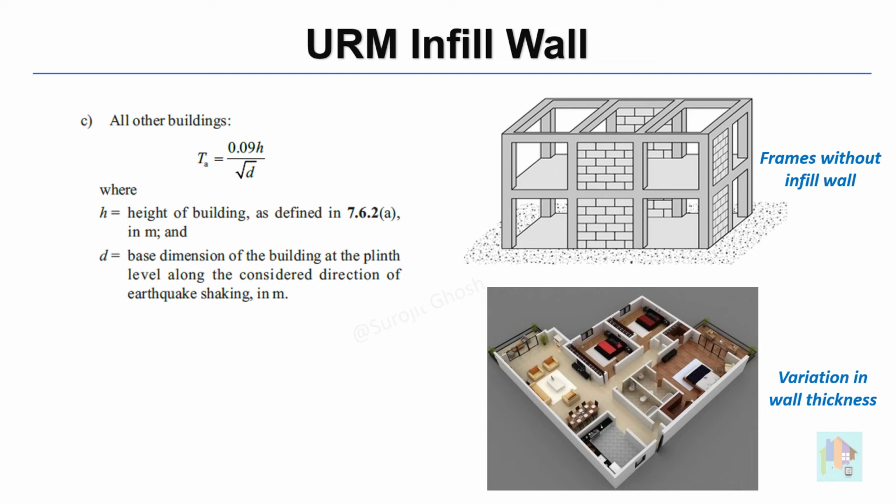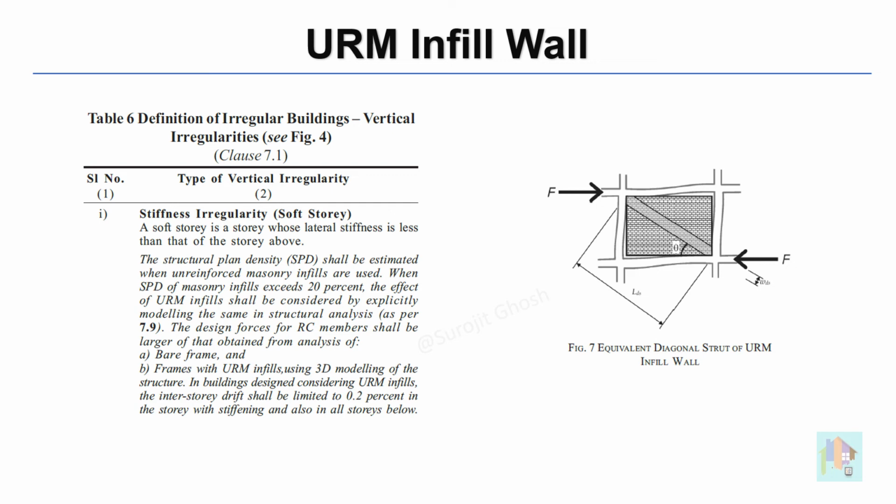Internal frames without any wall or with 5-inch thick wall is quite common. In such case, where the thickness or presence of wall vary, we need to model the walls properly as equivalent strut and use a proper dynamic analysis. Also, under table 6, the code clearly informs to model the infill masonry wall when structural plan density of wall is greater than 20%. Before finalizing the model, we should calculate the SPD of wall of any floor and accordingly model it using equivalent diagonal strut. I'll cover modeling of URM infill wall later in this series.